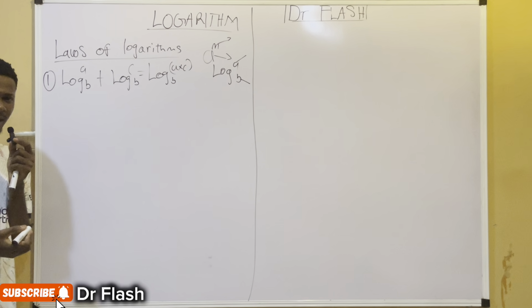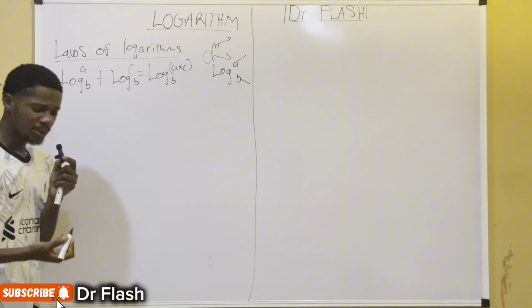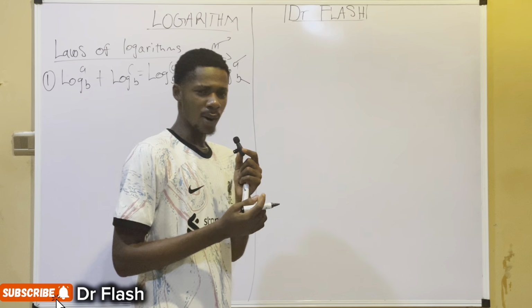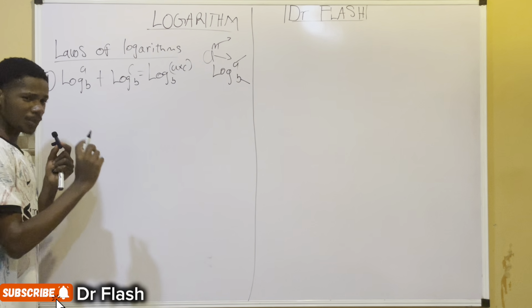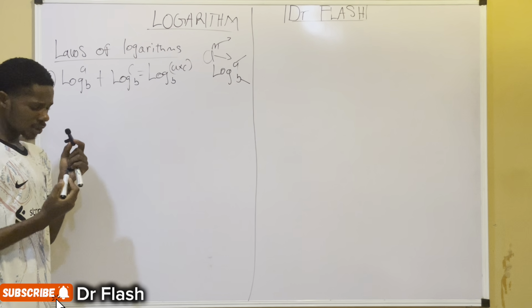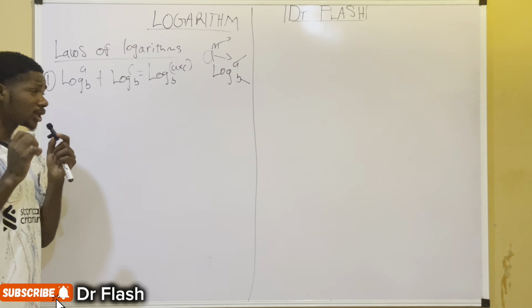So you see it is similar to indices. For indices, multiplying, same base, we pick one, and then what now, add the powers. For logarithm, adding, same base, we pick one, and then what now, multiply the powers. Okay, that is the trick to solving these problems.